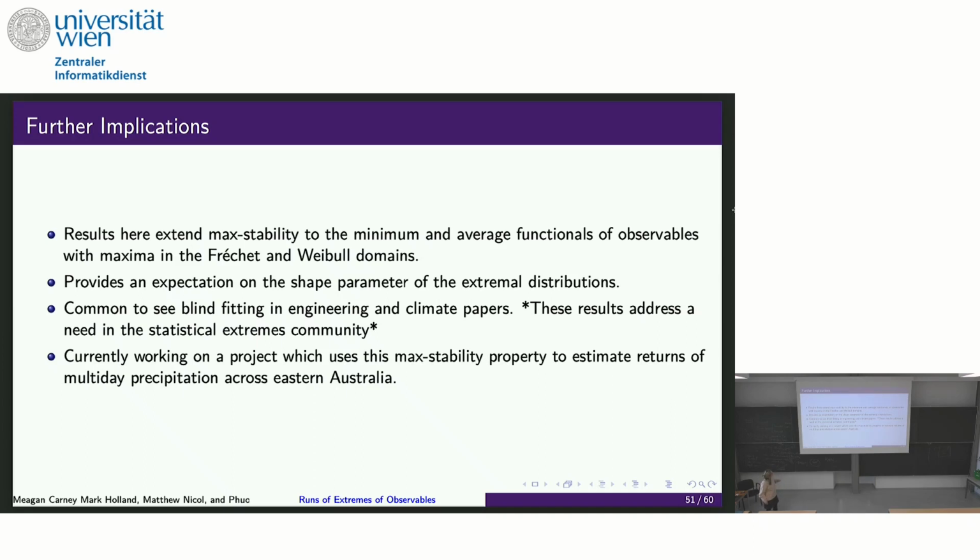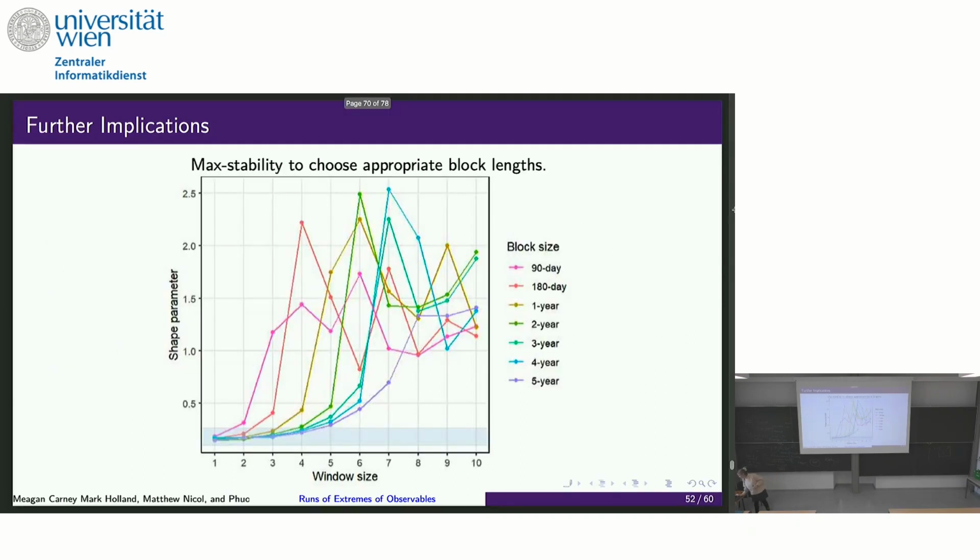And now I'm currently working on a project which uses the max stability property to estimate returns of multi-day precipitation across eastern Australia. And this is just one image of the paper that we're working on, which shows that as you increase this window size k, you need a longer and longer block to be able to estimate the shape parameter appropriately. So it gets to the point where it's so long that it has to be the same length as the data itself. Right?